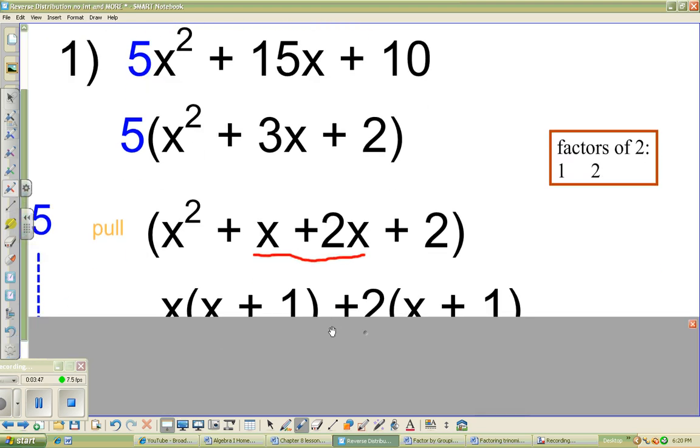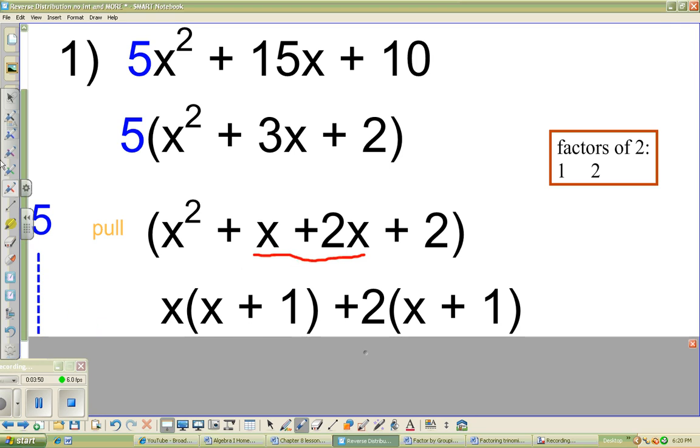We have 4 terms now, so we group the first 2 terms like that, x squared plus x, and they have a common factor of x. So we factor that out right here, and we're left with x times x plus 1. We have now factored the first 2 terms. The second 2 terms are 2x plus 2, and they have a common factor of 2. So we factor out the 2, and that leaves us 2 times x plus 1. So now we factored by grouping.